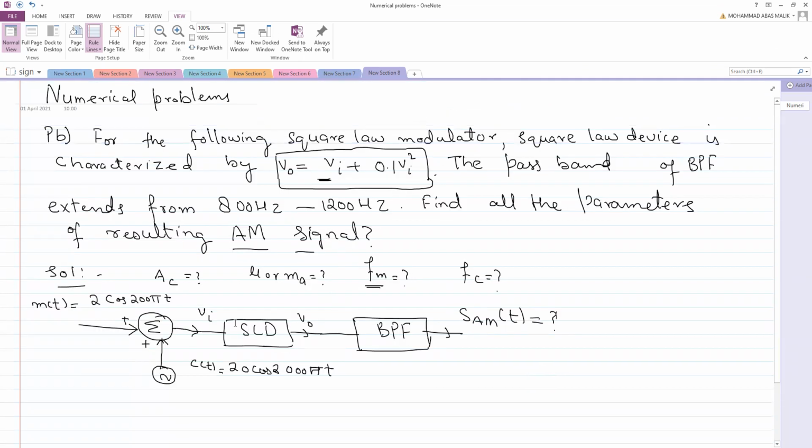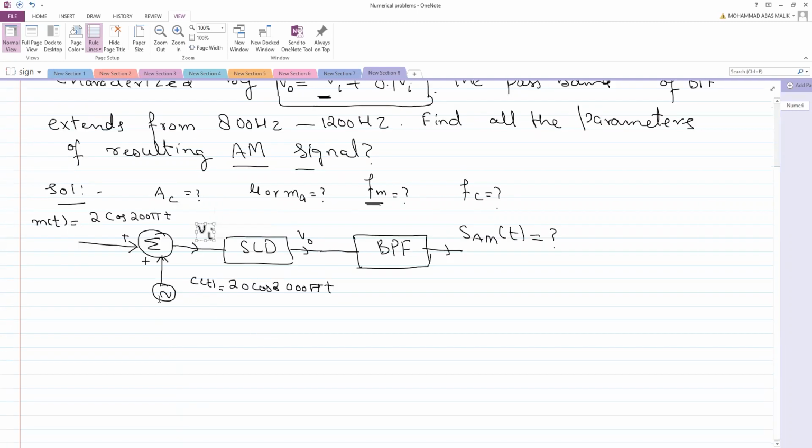Before going further, can anybody tell me the value of Vi, the input to the scalar device? It's just the addition of these two signals. Vi is the message signal plus the carrier signal, that is 2 cos 200 pi t plus 20 cos 2000 pi t, and this value is equal to Vi. Good.